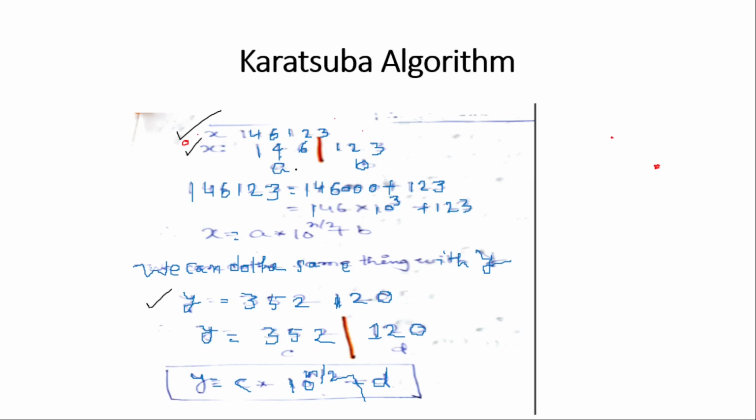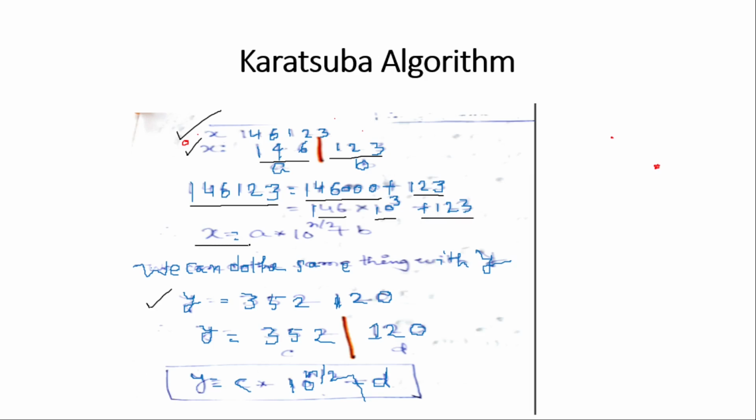We'll use divide and conquer strategy here. First we have to divide the first number into two parts, and the second number also has to be divided into two parts. The first part of the first number, 146, is A, and the second part, 123, is B. So 146123 can be written as 146000 plus 123, which is 146 into 10 to the power 3 plus 123.